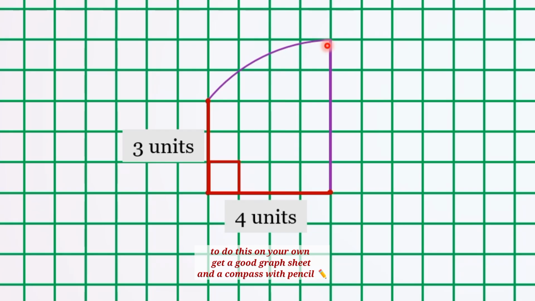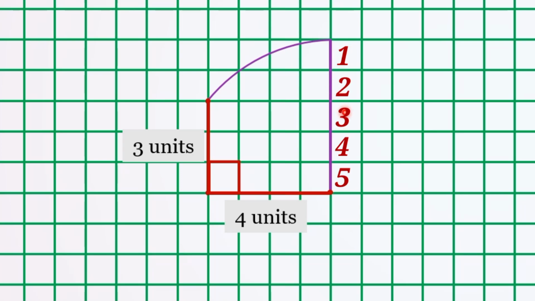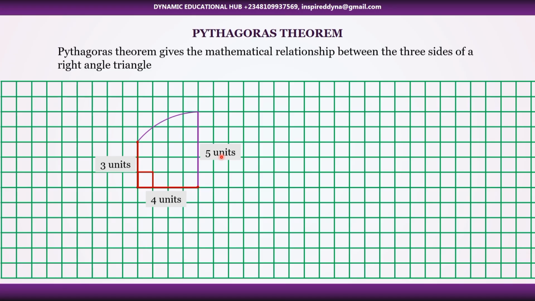How do we now measure the length? Let's count the number of boxes. 1 2 3 4 5. So it means that this is what? 5 units. So the third side has been rotated up to this point and it's 5 units. We can all see it with our eyes. So let's use another triangle.